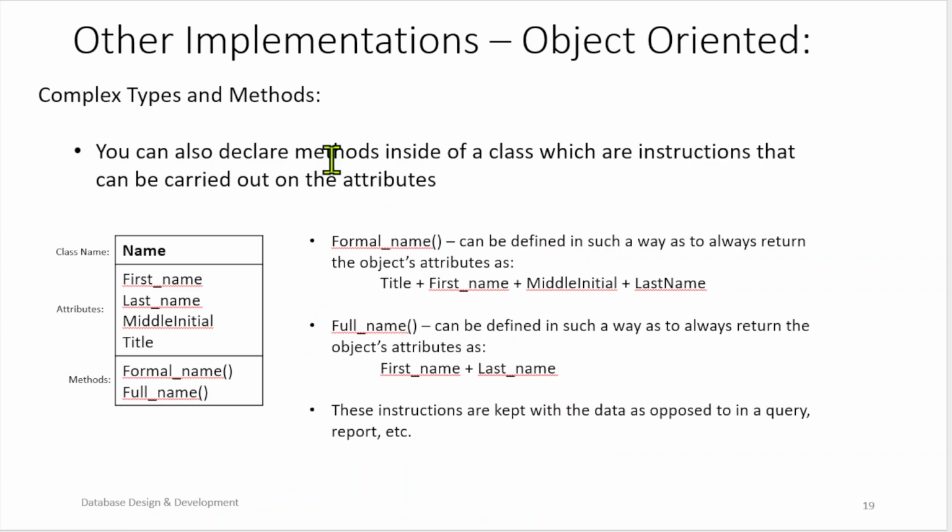You can also declare methods inside of a class, which are instructions that can be carried out by attributes. Formal name will return title, first name, middle initial, last name. Full name will just return first name and last name. These are instructions that are kept with the data as opposed to in a query. It's just a methodology within the class you're making.